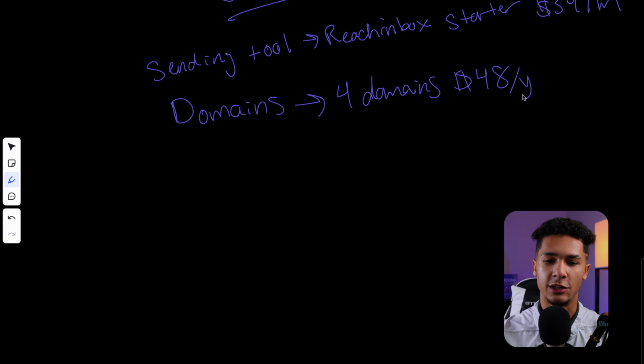$48, and that's yearly cost. So you can amortize this over the month if you really wanted to, if I wanted to be cheap, but this is going to be your setup cost right here. Then we're going to go to Zap Mail.